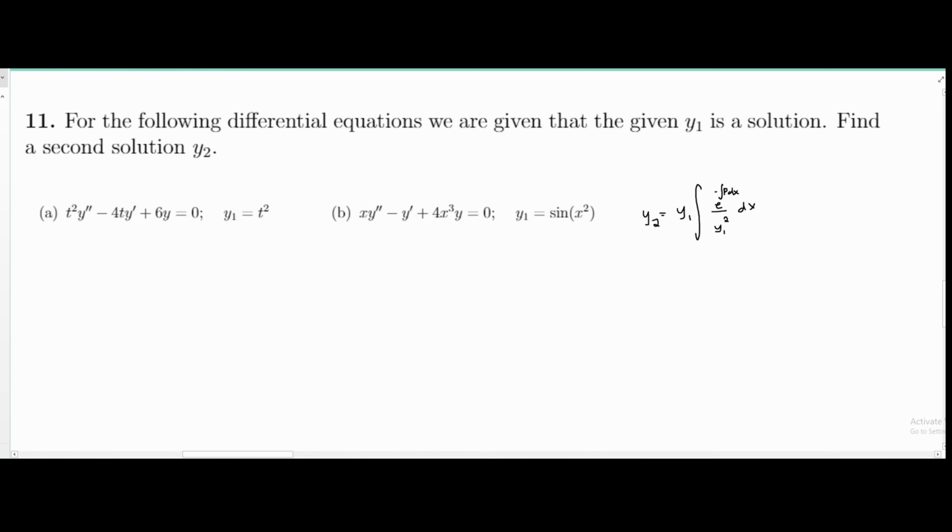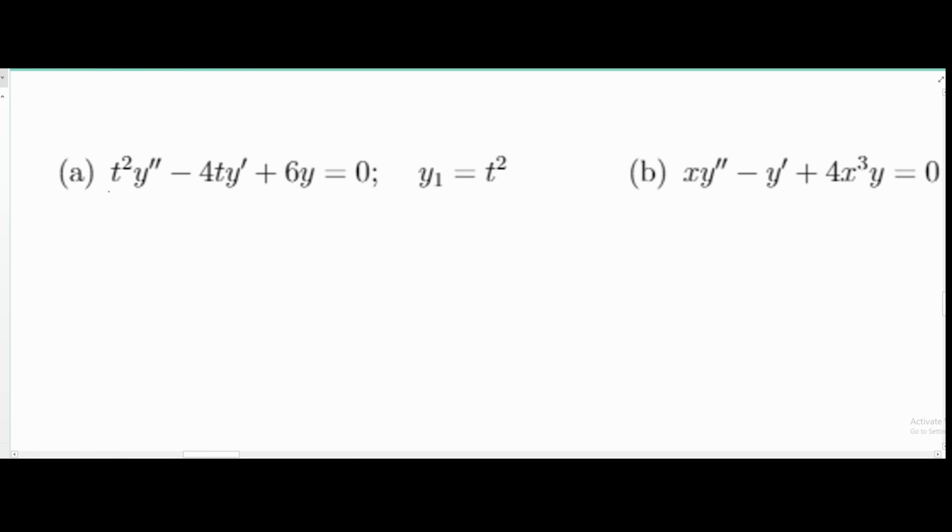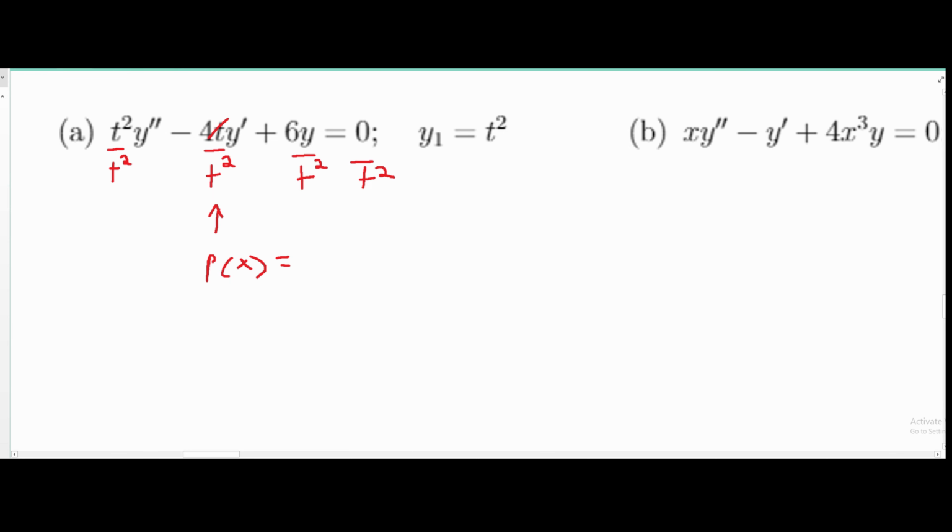Number 11 is asking us to find a second solution, y2. We are given y1, and we have to use that to find a second solution for the given equation. To do this, we have to use the Wronskian, and all we're going to do is plug our y values into here, and we get our y2. So looking at A, this first value has to be 1, so we have to divide everything by t squared. So then after we do this, we can cancel out this t, and we're left with 1t on the bottom, so that means our p is negative 4 over t.